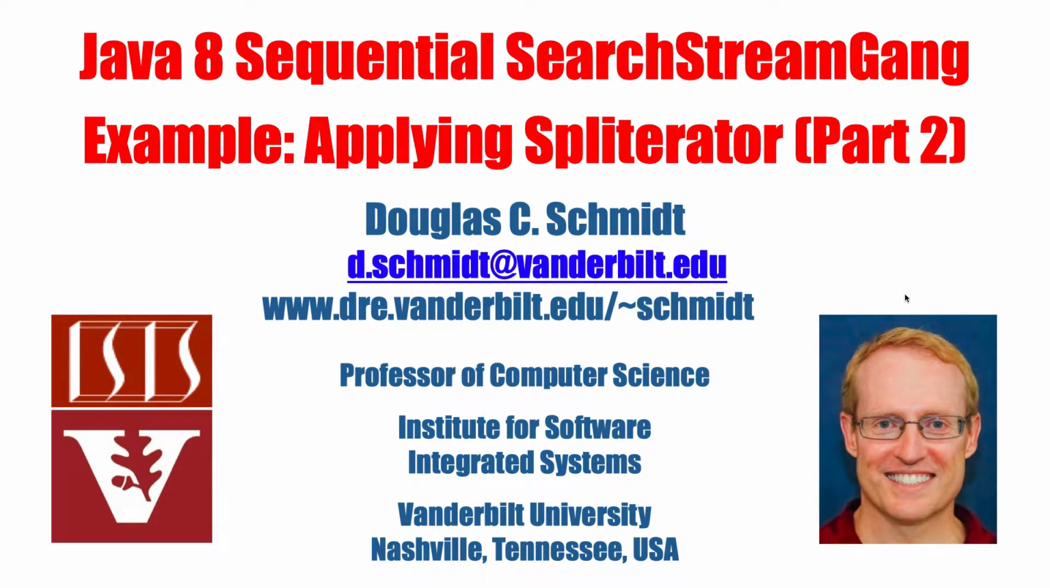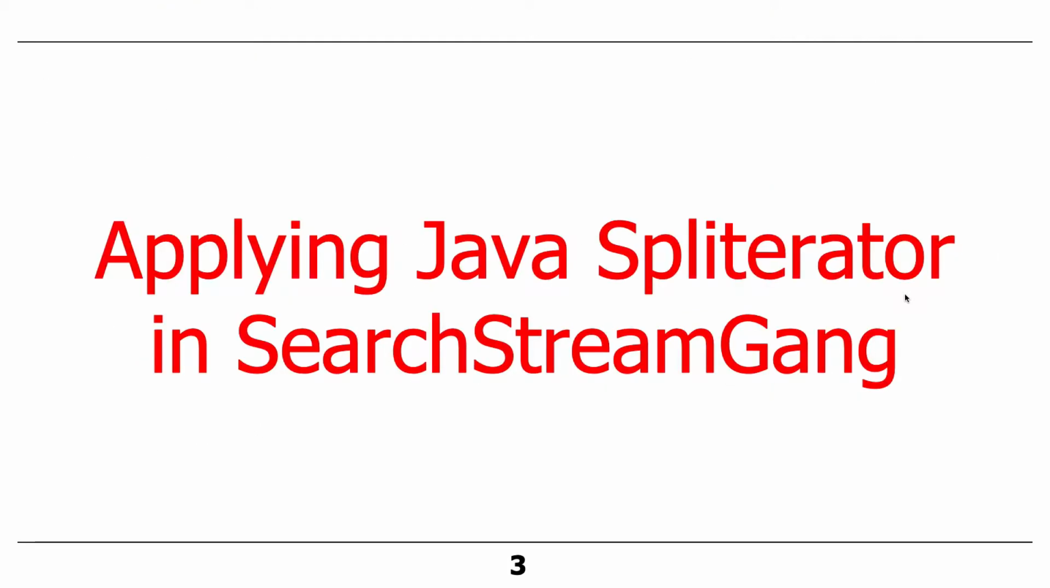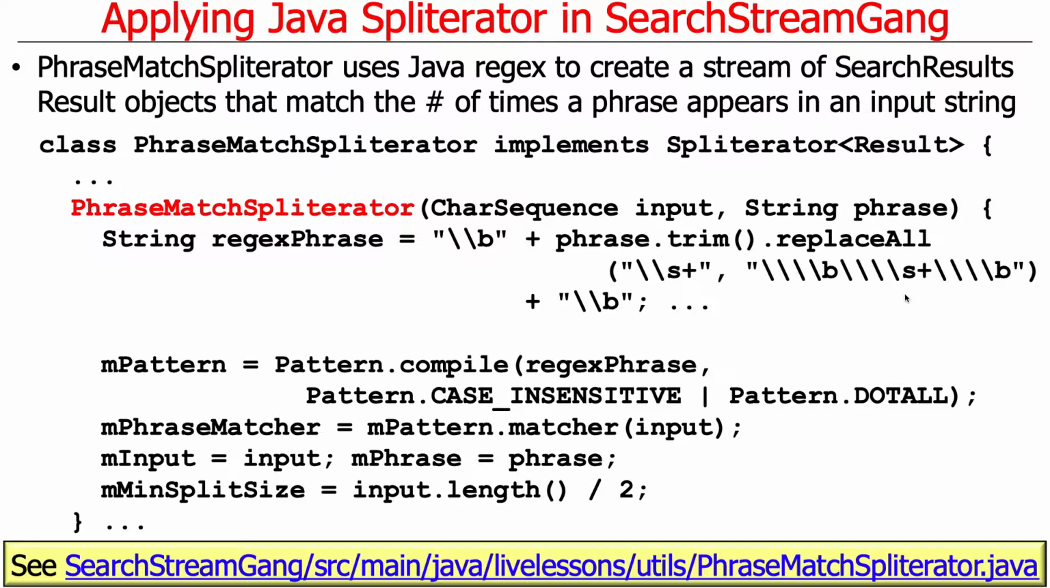So now that we've talked about what a spliterator is in general, now that we've talked about the fields that are part of the PhraseMatchSpliterator, let's go ahead and actually see how it's implemented for this particular example. So here's the constructor for PhraseMatchSpliterator. I've actually abbreviated it a bit. If you take a look at this, you'll see it's a very, very complicated regular expression.